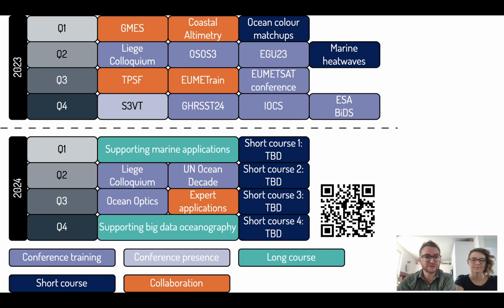This is an example of how our training calendar was set for 2023, where we're nearly finished, and 2024. The 2024 calendar is starting to take shape. We have long courses in Q1 and Q4 next year. The long course in Q1, supporting marine applications, is a somewhat introductory event for those that haven't worked with Earth observation data much before. It's a long form event, one month long, where we work towards your own specific application and outputs. You should look for the application registration coming for that in the next couple of months.